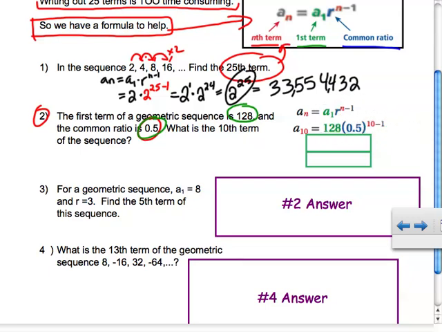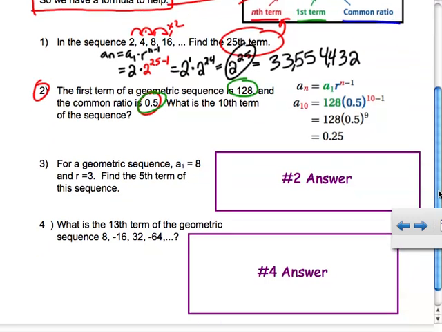And from there, it's just really a PEMDAS problem. First you're going to do 10 minus 1, and then you're going to punch that in a calculator, and you're going to get 1/4. Okay, 0.25. So hit pause right now, please.